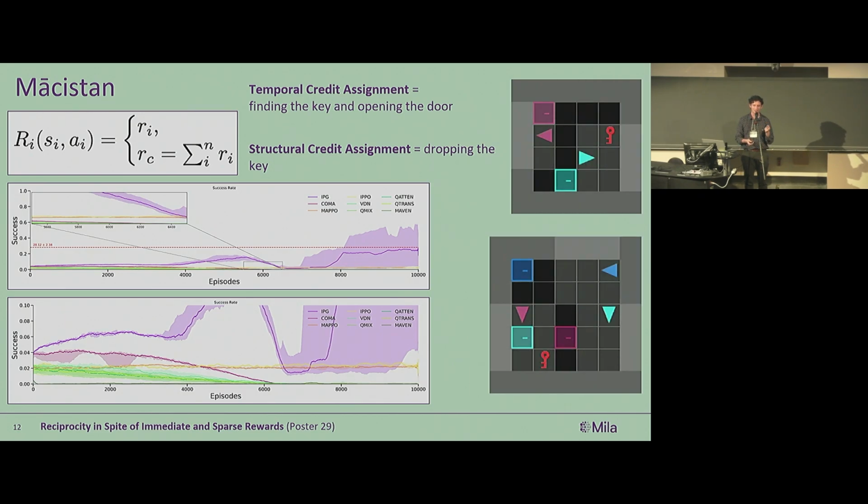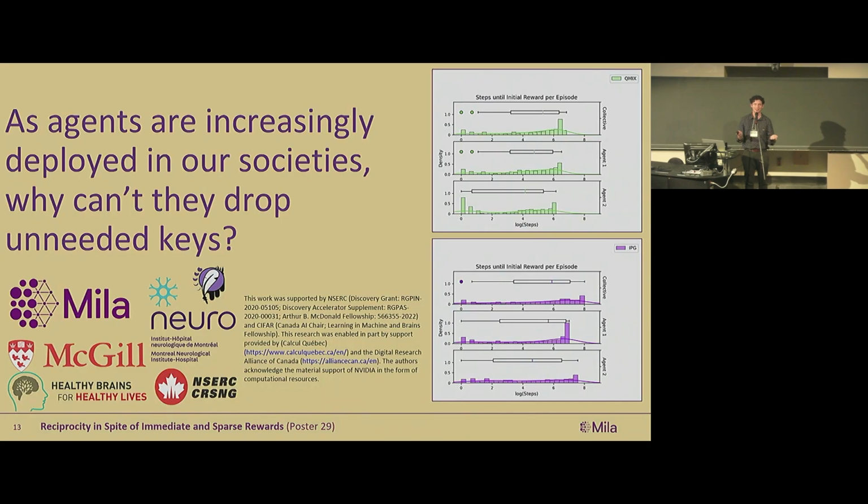This policy gradient algorithm was originally invented in 1992, and it was very surprising to see that it had such high performance in this sparse reward environment and was able to sometimes associate that the large collective reward can be received if the agents drop the key. So I would like to leave you with the idea of what I'm trying to tackle: as agents are increasingly deployed in our societies, why can't they drop keys?